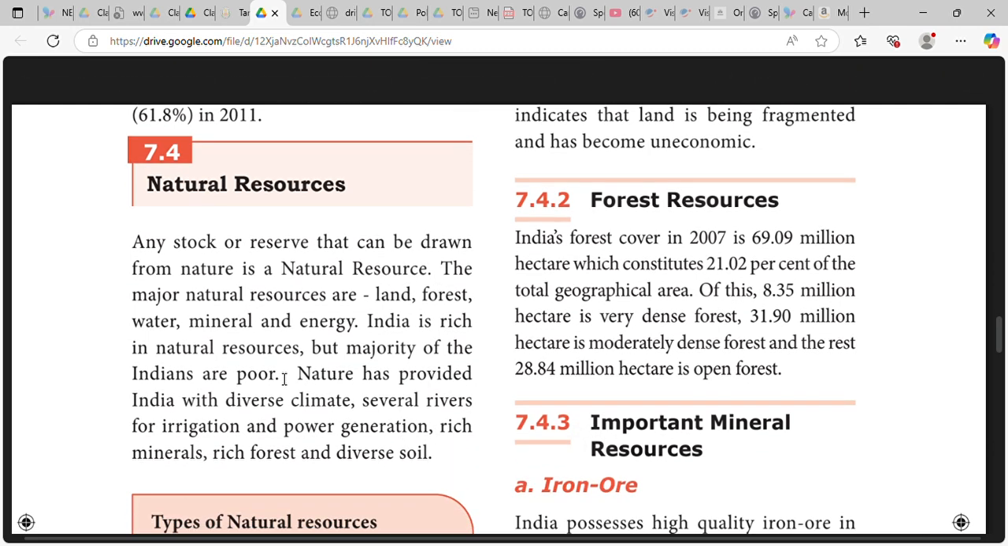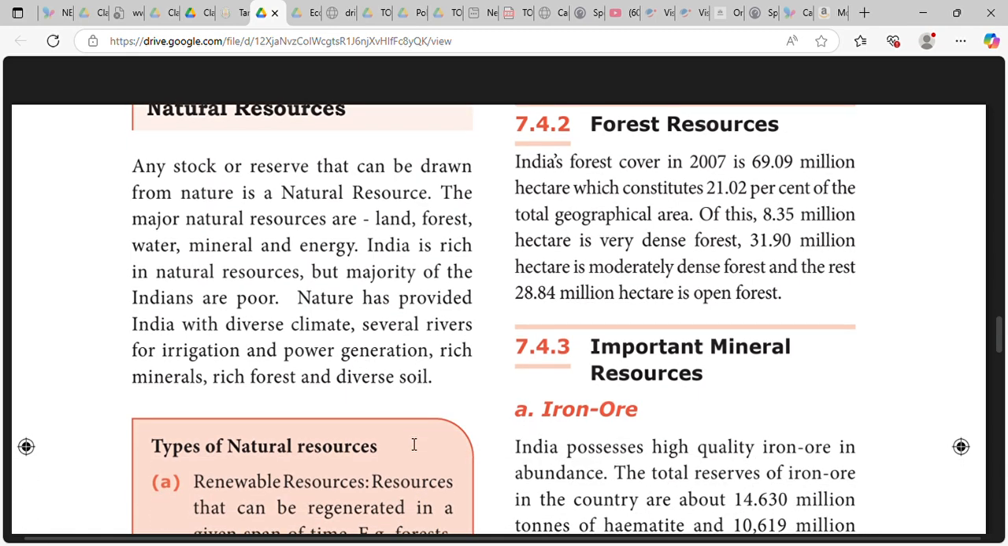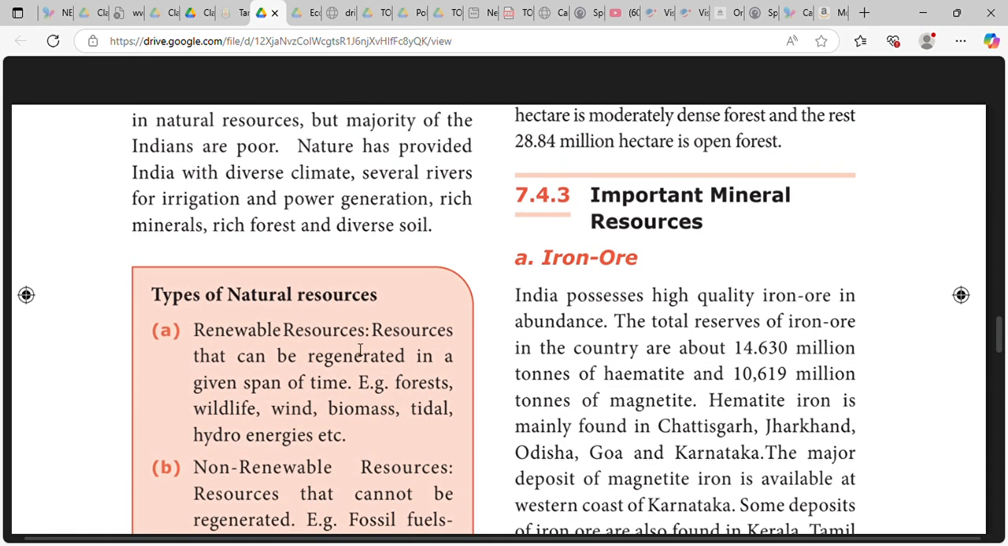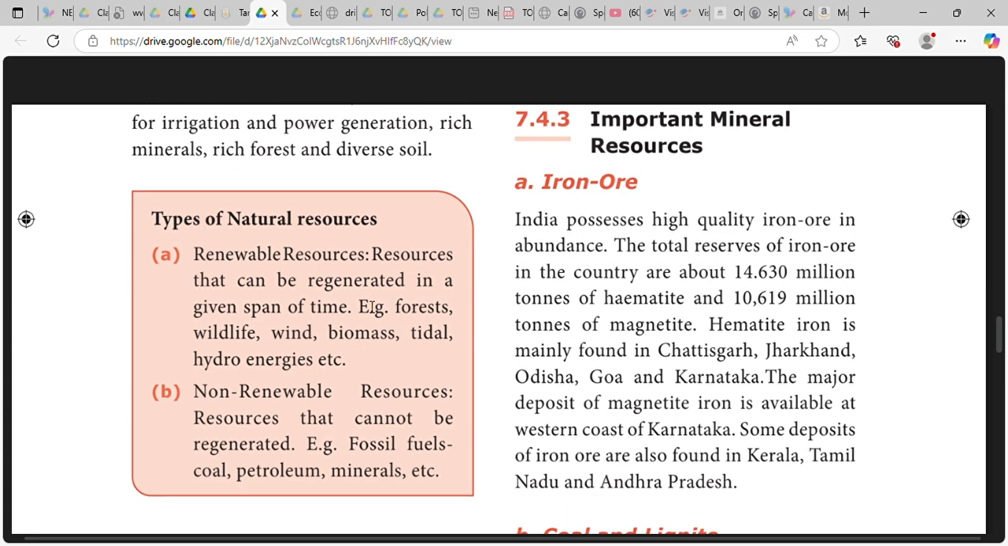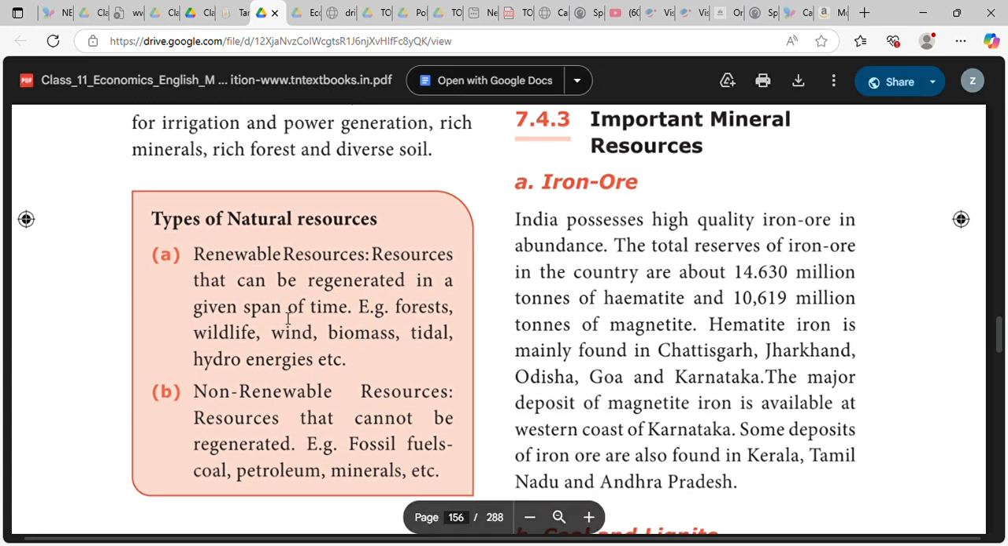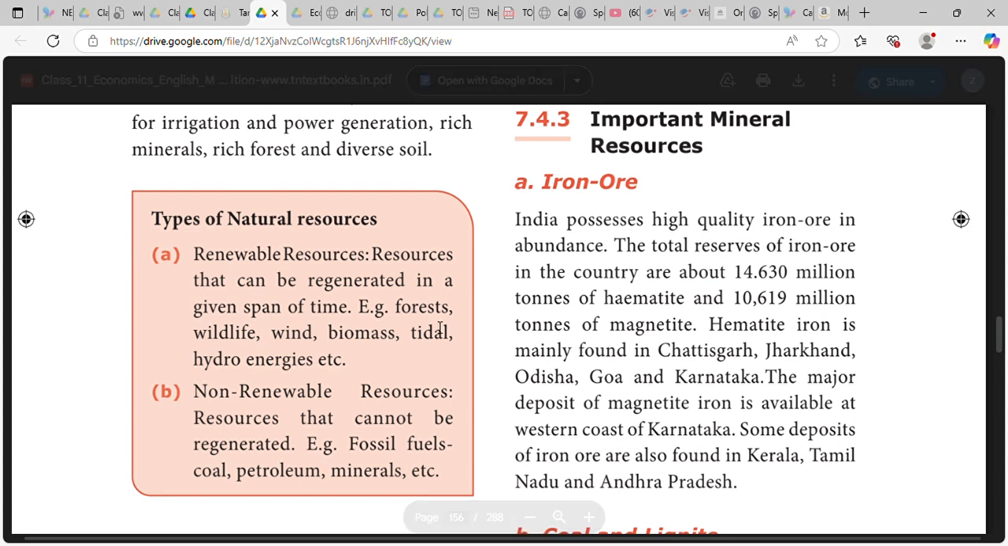Natural resources: any stock or resource that can be drawn from nature is a natural resource. The major natural resources are land, forest, water, and mineral energy. India is rich in natural resources, but the majority of Indians are poor. Nature has provided India with diverse climate, several rivers for irrigation and power generation, rich minerals, forests and diverse soil.